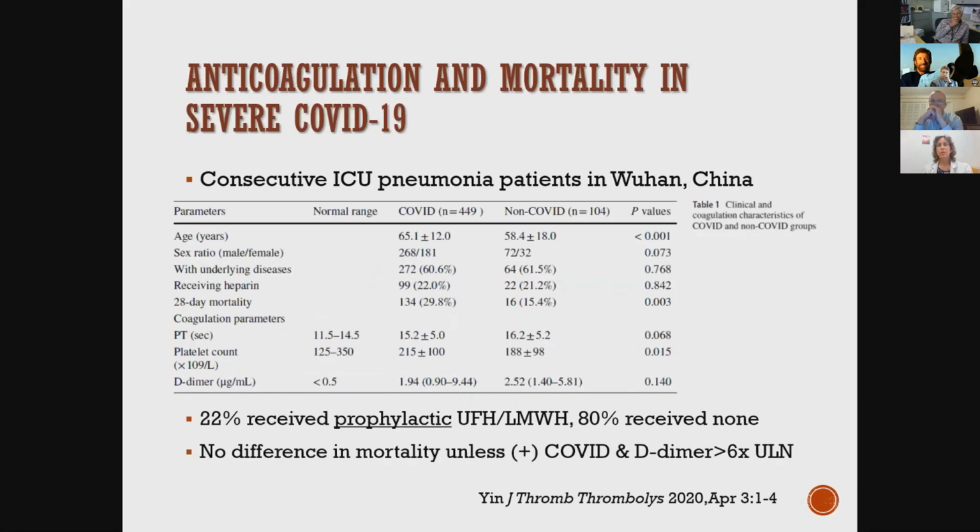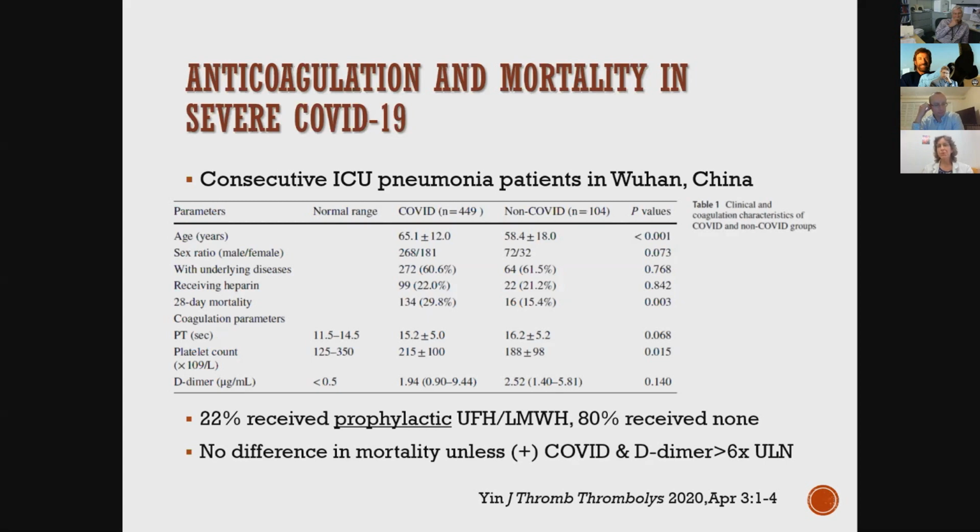Move forward to an article Dr. Bull alluded to already, looking at consecutive ICU pneumonia patients in Wuhan, China. 22% received prophylactic anticoagulation. There was no difference in mortality unless you were in the subset that was COVID positive and had a D dimer greater than 6-fold the upper limit of normal.